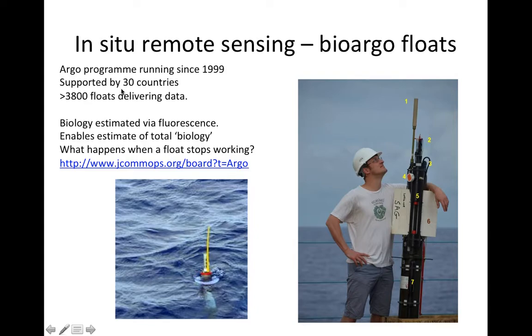Now the Argo program in general is a multinational program. It's supported by over 30 different countries internationally, and they currently have over 3,800 floats in the water delivering data. The majority of these are used to observe temperature, pressure and salinity. However, there are an increasing number now which have biology measurements being collected on them via fluorescence. So a similar method to the approach used with the flow cytometer, but in this case it's being used on a float.